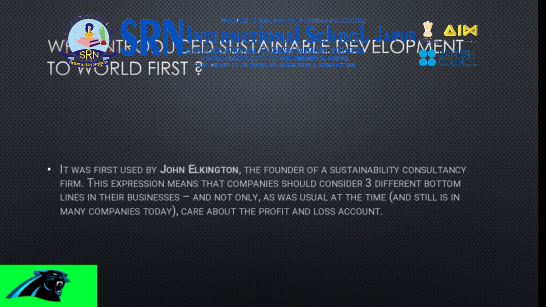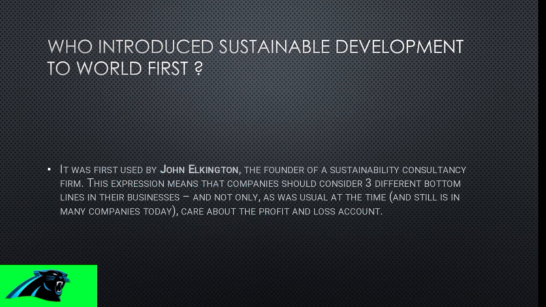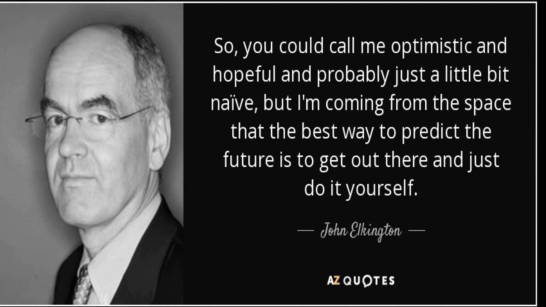So now, who introduced sustainable development to the world first? It's also the most important part of sustainable development. It was first used by John Elkington, the founder of a sustainability consultancy firm. The expression means that companies should consider three different bottom lines in their businesses, and not only, as was usual at the time and still is in many companies today, care about the profit and loss account. So these are the beautiful words said by John Elkington.